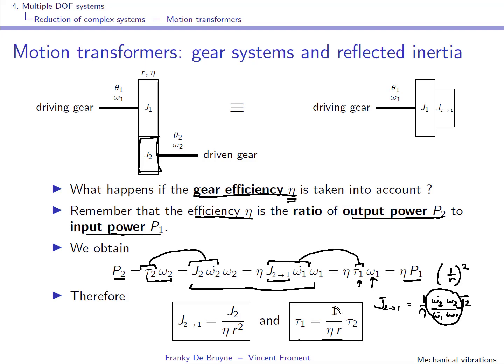And how do we obtain this one? Well, we have to consider this thing here and this thing here. So we'll have tau 1 is equal to 1 over eta, omega 2 over omega 1, tau 2, and this is 1 over r. So this is how we obtain this equation here.